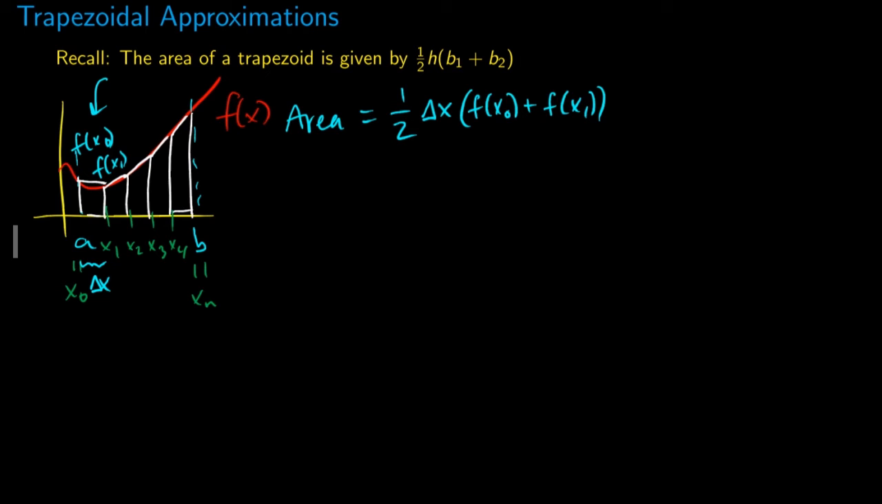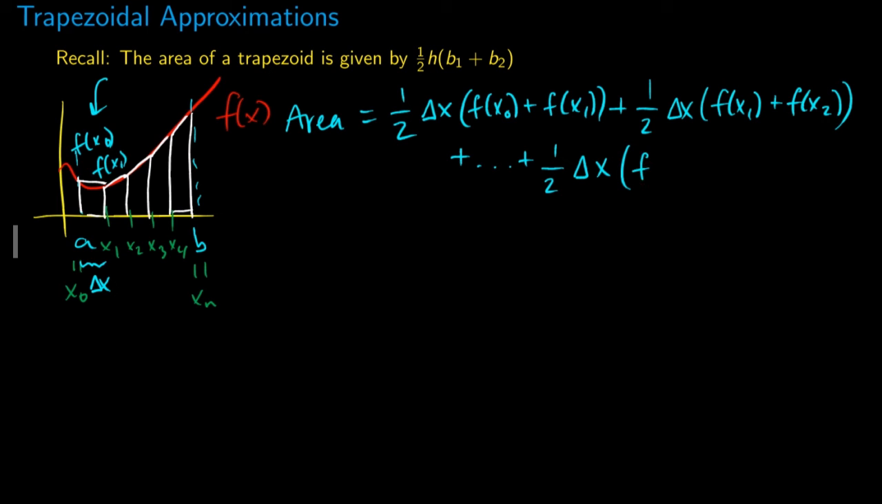If we want to find the total area, we need to add the area of each of the trapezoids. So that's the first trapezoid. We can add the second trapezoid, 1/2, still the height will be delta x, and then we'll have f of x1 on the left and f of x2 as the endpoint on the right. We'll keep adding them up like so until we get to the last one. We'll have 1/2 delta x, and then we'll have f of x n minus 1, the second to last, plus f of x n. And that'll be the area of all those trapezoids.